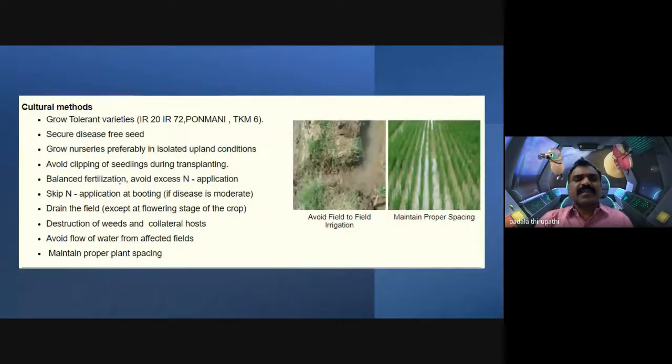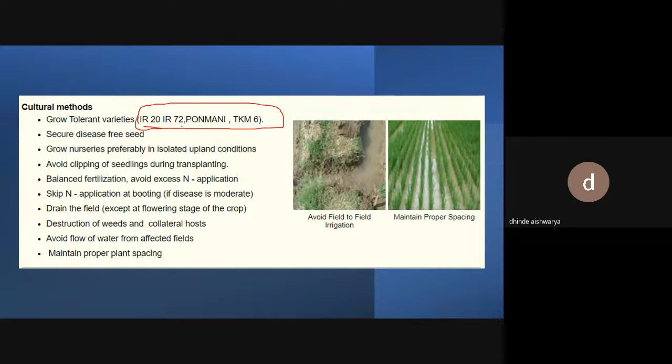And some cultural methods are also used. Some disease-resistant varieties: what are they? IR20, IR72, very good.